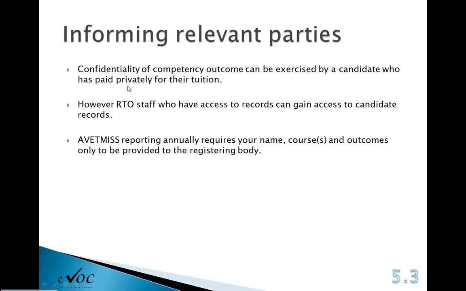The only parties that would be privy to that information would be the candidate themselves who've paid privately, the assessor, the RTO or members of the registered training organisation, and with the AVETMISS reporting, the annual reporting, it really only requires your name, the courses and the outcome be provided to the registering body. So at the moment the registering body is ASQA, so they would have access to your information there.